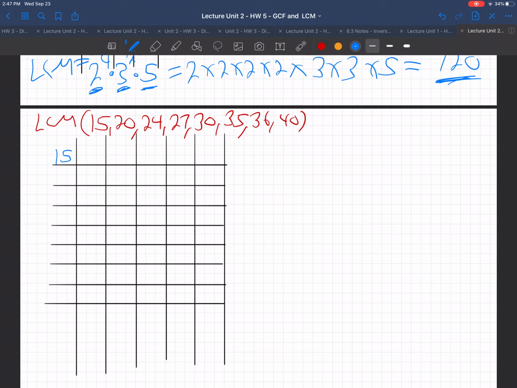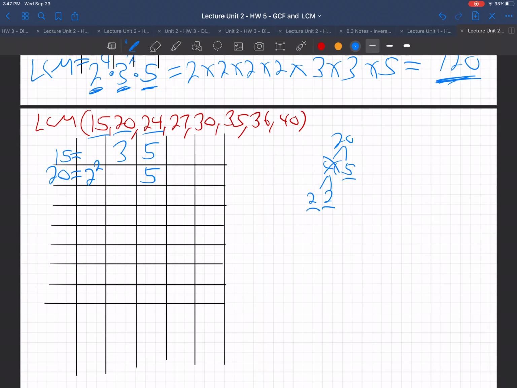15, you know that's 3 times 5, so I'll go 3 times 5. Next comes the 20. What's in a 20? Let's go over here and break it down. 4 times 5, 2 times 2, 2, 2, 5. We don't use the 4, that broke down. 2, 2, 5. So 20 is 2 squared times 5. I'm just listing the various primes.